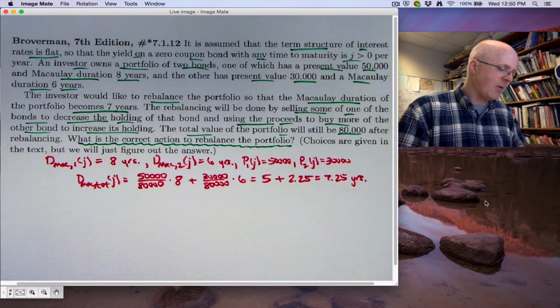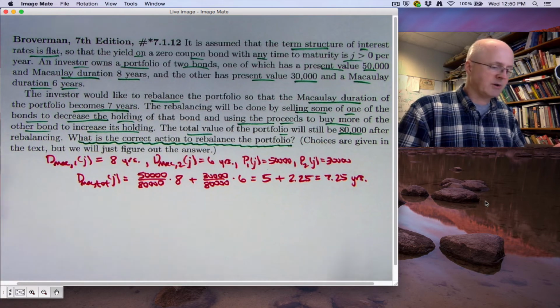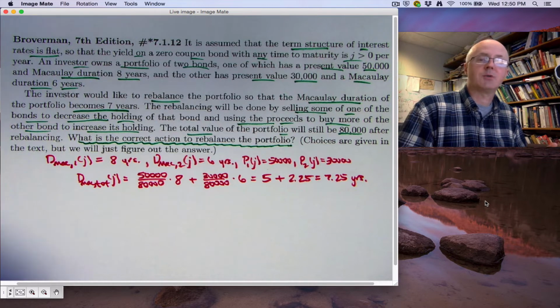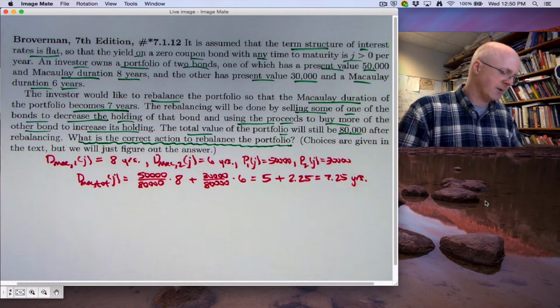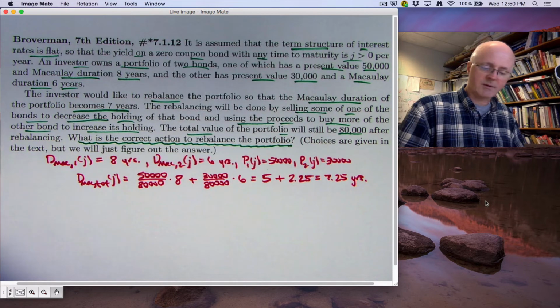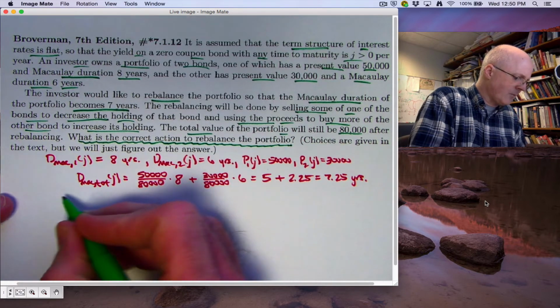Okay? We want to reduce the duration to 7 instead of 7.25. You know, what's the purpose of that? The purpose would be to reduce our duration risk. Okay, the lower the duration, the less prone you are to duration risk, which means the less prone the price of your portfolio is to changes in interest rates. That can be a good or bad thing depending on the situation, depending on whether interest rates rise or fall. All right, so what should we do here?